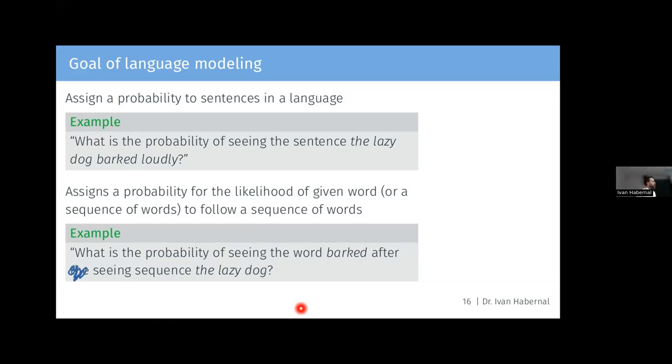Word similarity? Yeah. But you need probabilities of sequences for that. I don't know. Yeah, I mean, it makes sense what you're saying, but I'm thinking about whether you need a language model to assess that. Okay, any other point?